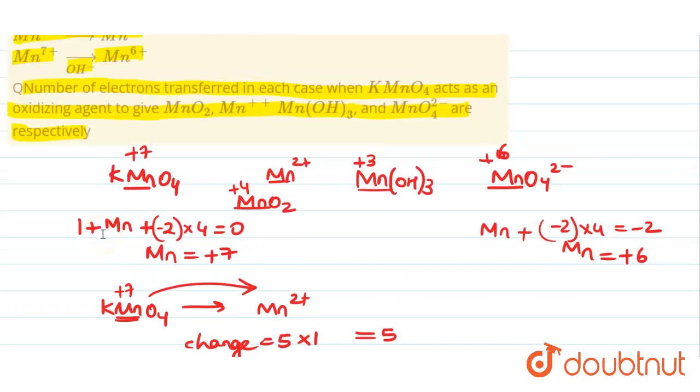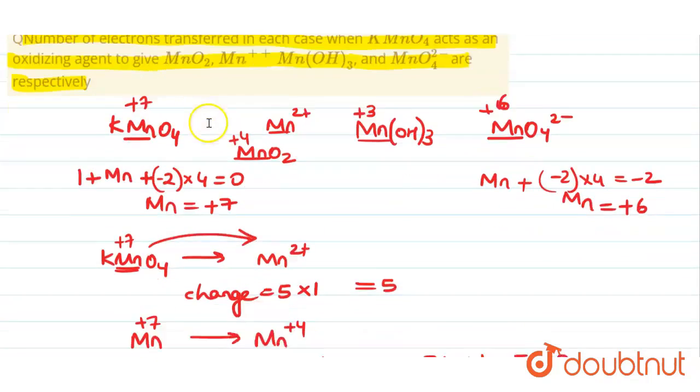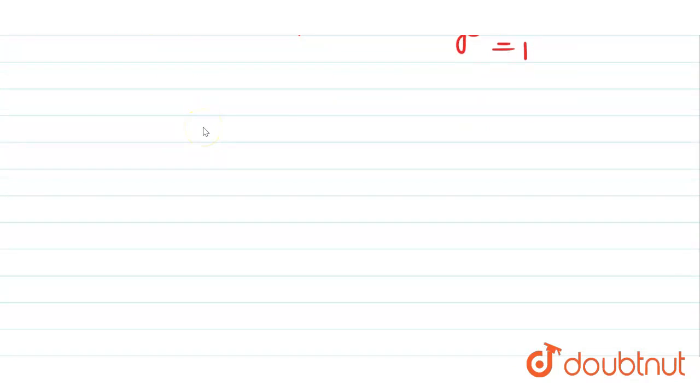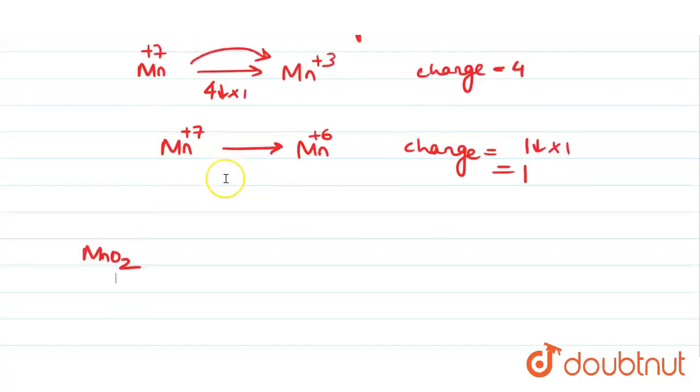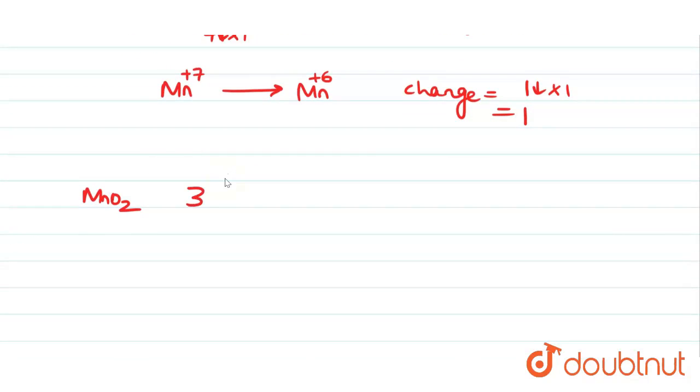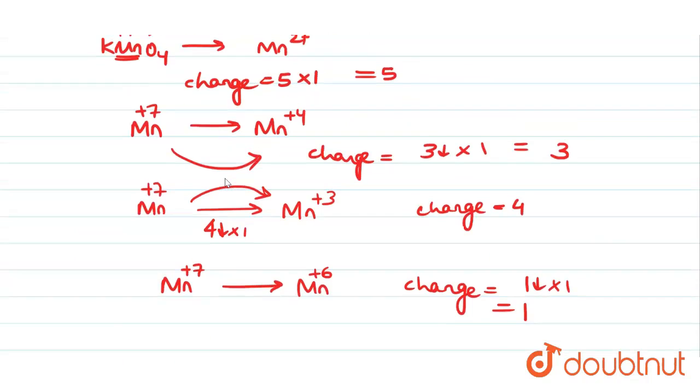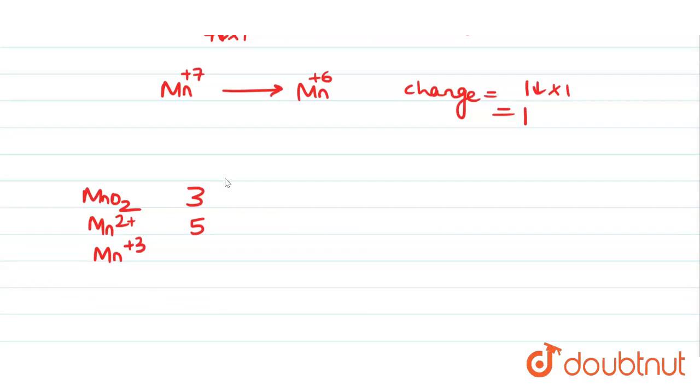So we have been asked the number of electrons transferred in each case. For MnO2, that was Mn+4, the change is 3. For Mn2+ it is 5. For Mn+3, that is Mn(OH)3, it was 4. And for Mn+6 it is 1. So these are the correct answers.